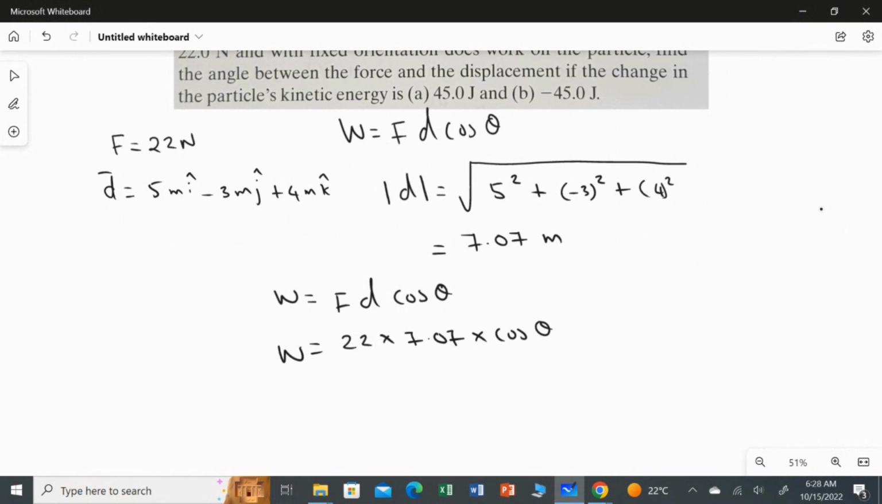Am I right? And we already studied the relation between the work done and the change in kinetic energy, because work done is equal to change in kinetic energy, that means the work energy theorem. So W is equal to change in kinetic energy. In this place, I'm going to use change in kinetic energy here. So I can frame this equation in terms of change in kinetic energy. Therefore, change in kinetic energy is equal to 22 multiplied by 7.07 multiplied by cosine of theta. Clear?